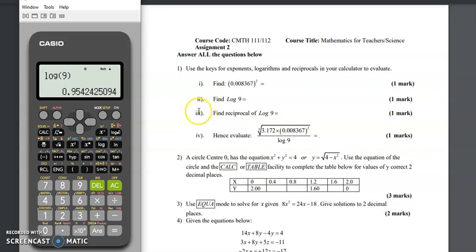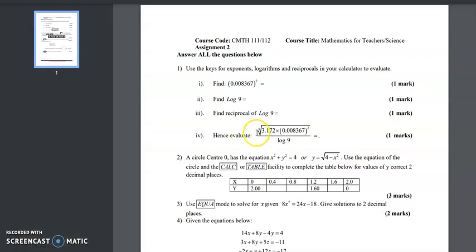So let's proceed to III. You are going to find the reciprocal of log 9. What is the reciprocal? Generally in mathematics, a reciprocal is simply defined as the inverse of a value or a number. If n is a real number, then its reciprocal will be 1 divided by n. So that's how we find the reciprocal of a number.